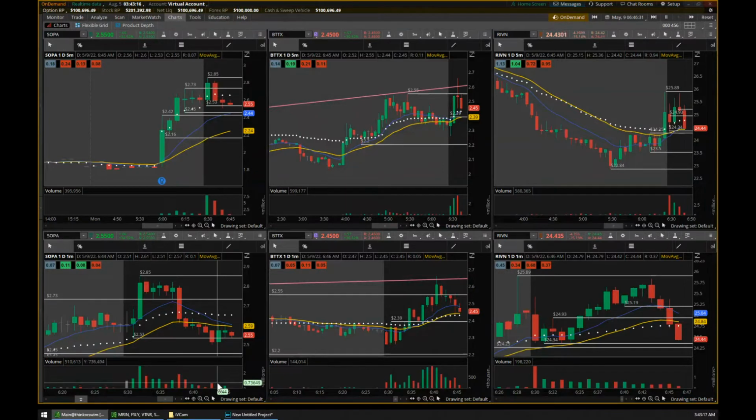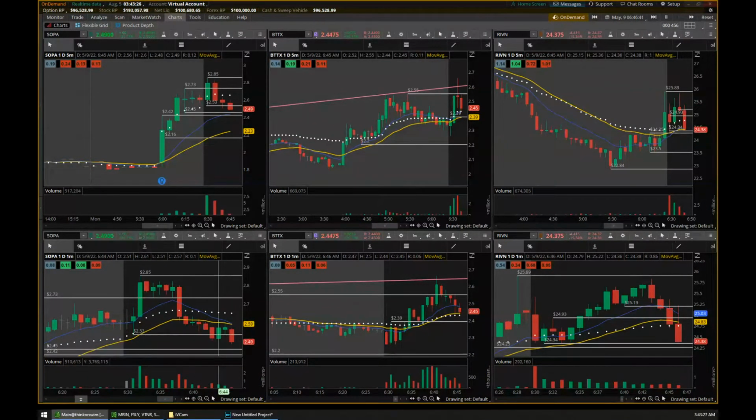Now, this is an interesting looking trade here on SOPA. But I don't think it's done coming down yet. I think it needs to drop a little more. There we go. I'll take a starter right there on SOPA.